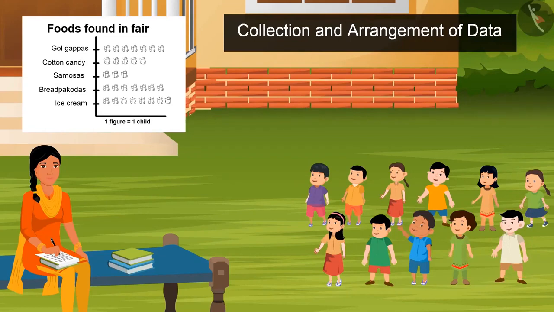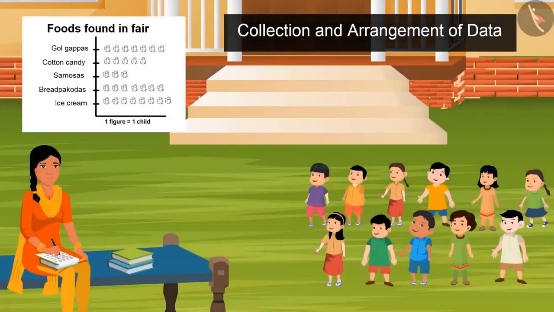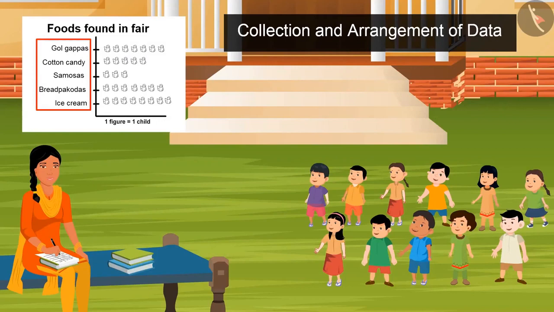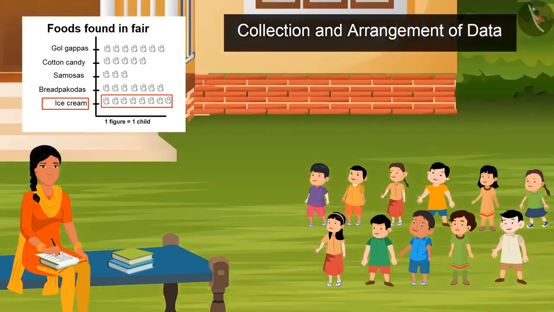Sister, what have you made? Look, this is known as pictograph. In this, with the help of pictures, I have shown the number of kids with the choices of food. By closely looking at this pictograph, tell me which food is highly chosen by the kids. Ice cream.